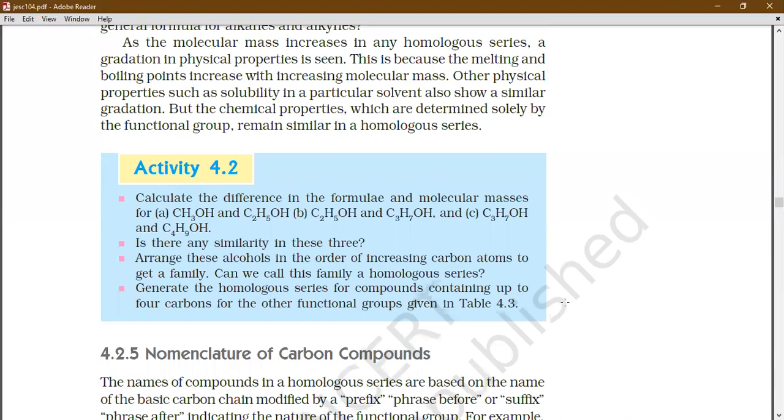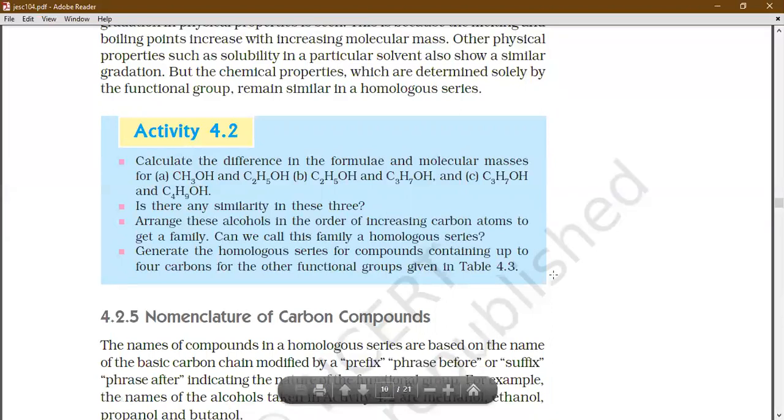Activity 4.2. Calculate the difference in the formulae and molecular masses for CH3OH and C2H5OH, C2H5OH and C3H7OH, and C3H7OH and C4H9OH. Is there any similarity in these three? Arrange these alcohols in the order of increasing carbon atoms to get a family. Can we call this family a homologous series? Generate the homologous series for compounds containing up to 4 carbons for the other functional groups given in table 4.3.